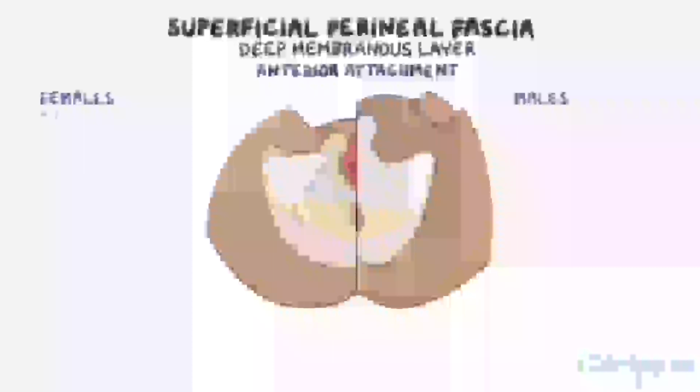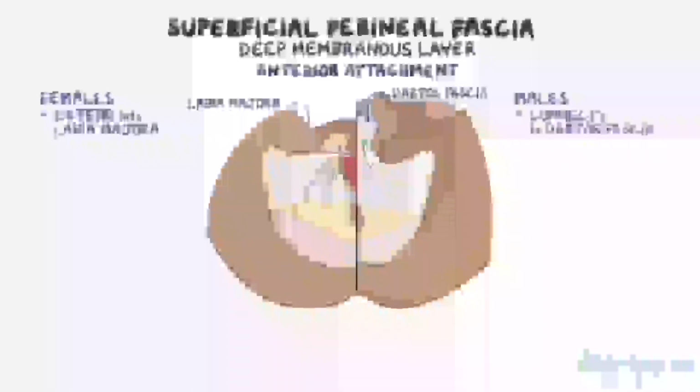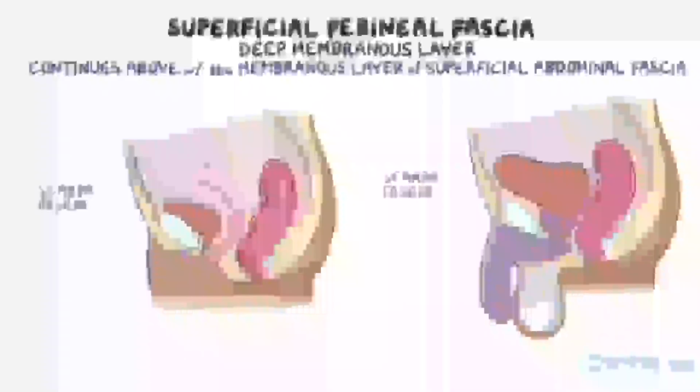The anterior attachment differs between females and males. In females, the deep membranous layer and the superficial fatty layer extend into the labia majora. In males, it connects with a layer of connective tissue in the penis and the scrotum, called the dartos fascia. Finally, in both females and males, the deep membranous layer continues above with the membranous layer of the superficial abdominal fascia in the lower part of the anterior abdominal wall, called Scarpa fascia.